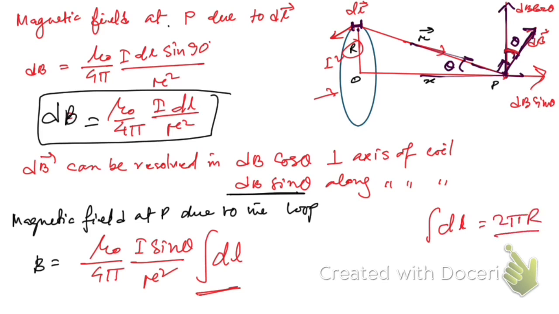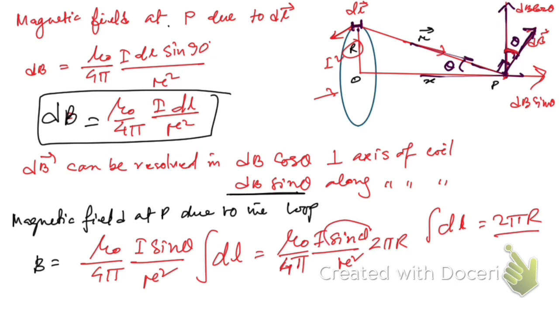So that's why this expression will be of this form: mu naught by 4 pi, I sin theta by small r square, then 2 pi capital R. Now this sin theta, let me cut it. This sin theta can be replaced by, here you see, if you see this triangle, here this perpendicular is R, right? In this triangle, this capital R is the perpendicular, and this length small r is the hypotenuse.